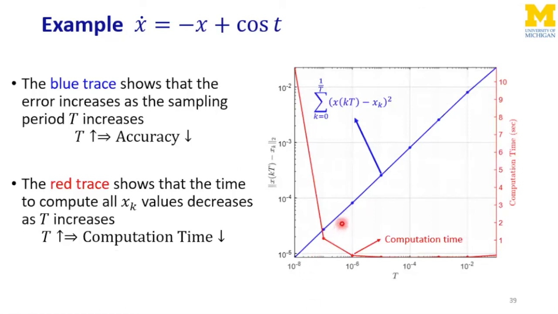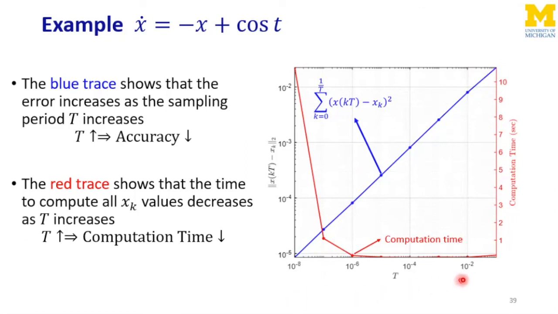Okay, so in this plot, I'm showing the error between the discrete time system solution and the continuous time system solution for various values of T. So I computed it for 10 to the minus 8, 10 to the minus 7, all the way to T equals 0.1. And this blue trace shows this error metric. It's basically the error squared, summed over all the time steps. And we can see that as the time step increases, the error increases.